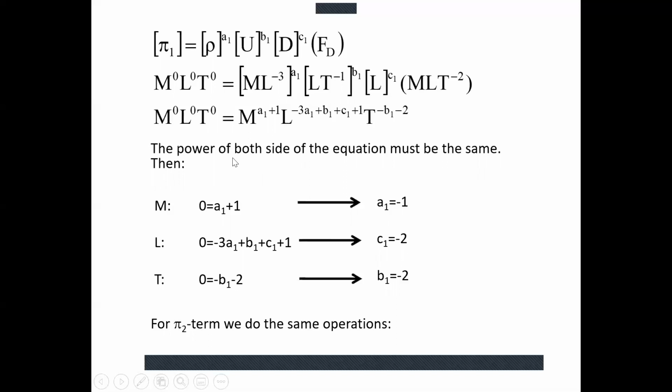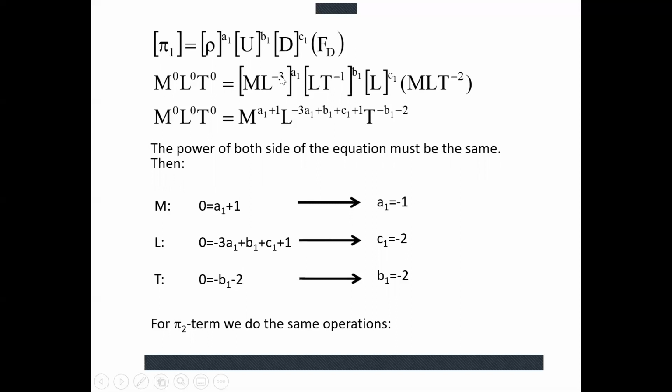From here, we need to equate the power of M on the left-hand side to the power of M on the right-hand side. On the right-hand side, we have M to the power a1 from here, plus M to the power 1 from the power of Fd. So M to the power 0 should be equal to M to the power a1 plus 1. This means that a1 plus 1 is 0, so a1 is minus 1.